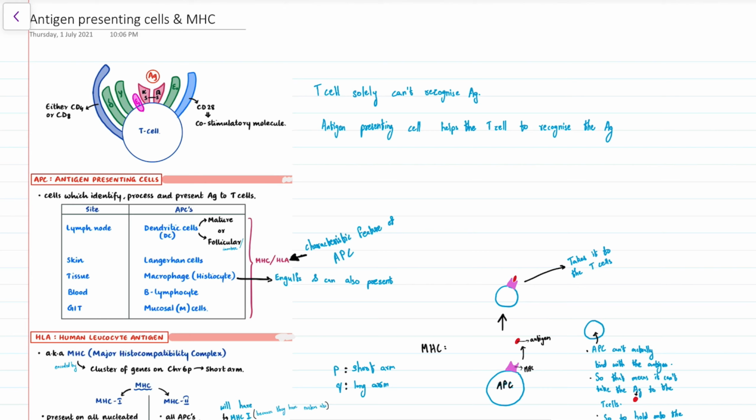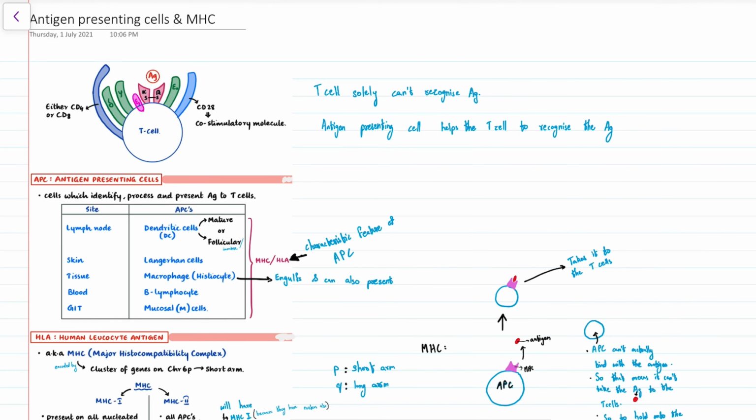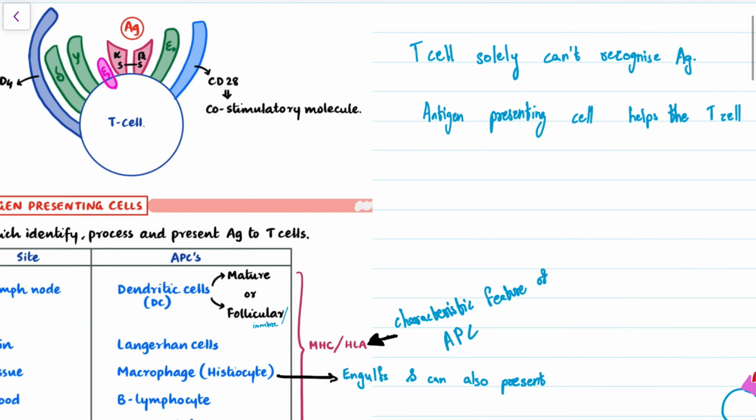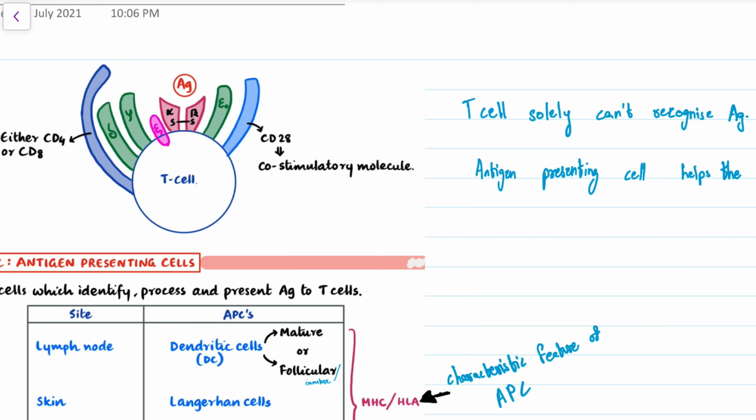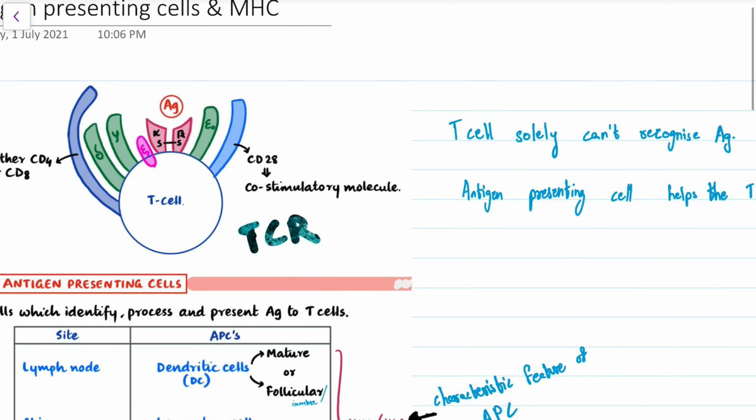So today we'll be discussing antigen presenting cells and the MHC. In the previous video we discussed how the T lymphocyte is present and what subunits or proteins are present on the cell surface which help in the formation of the TCR.